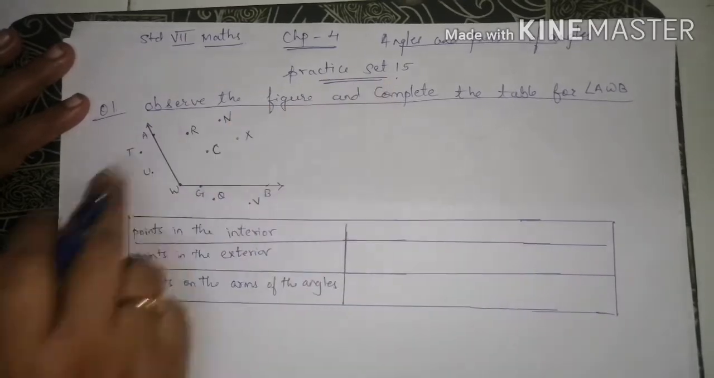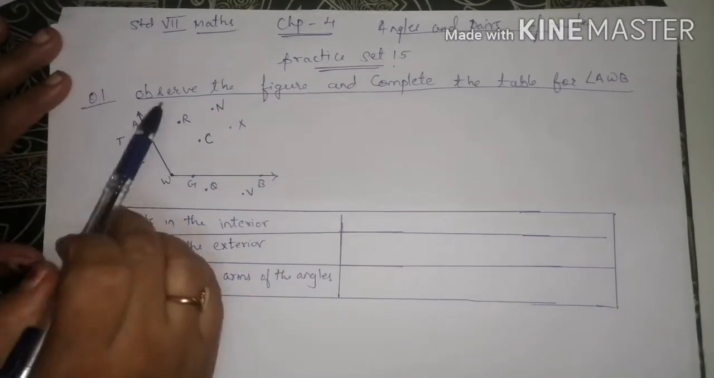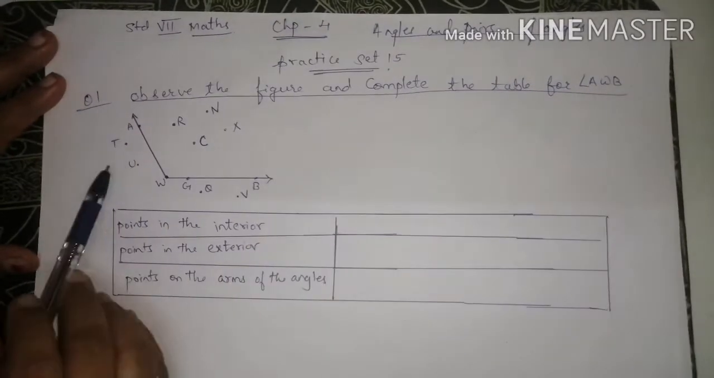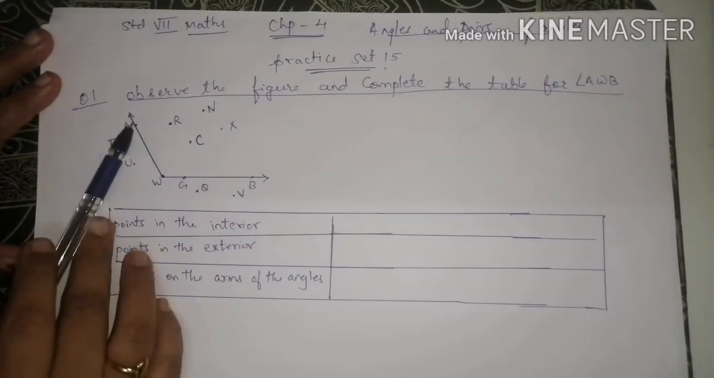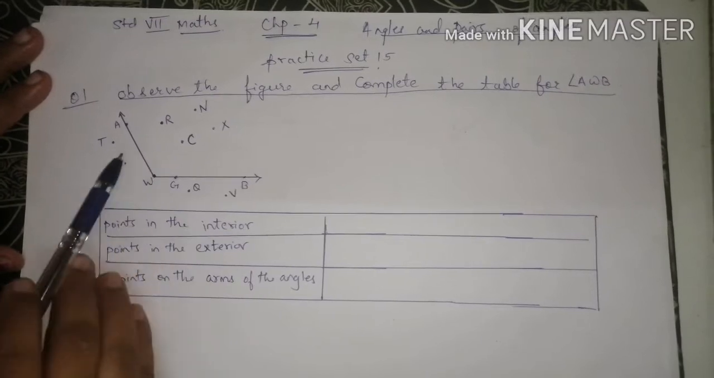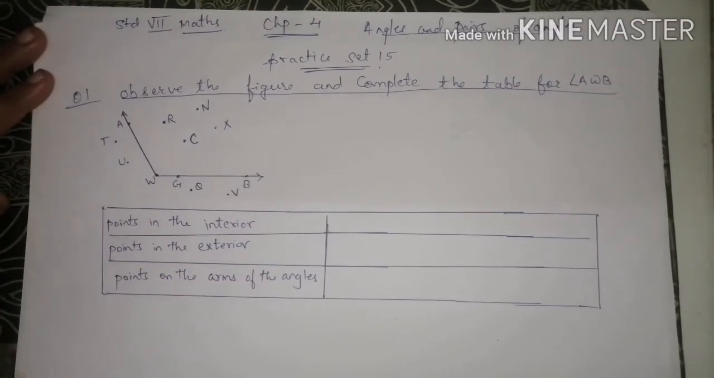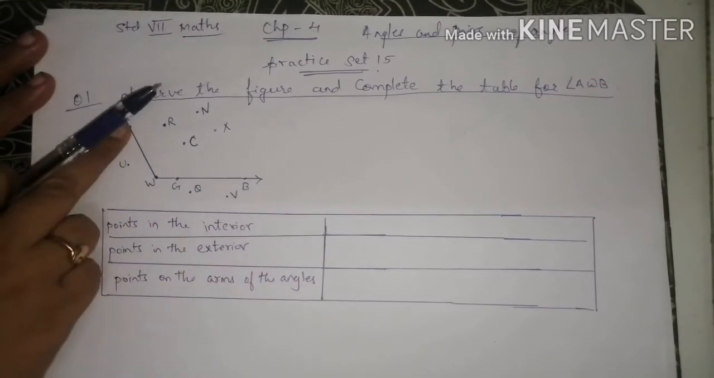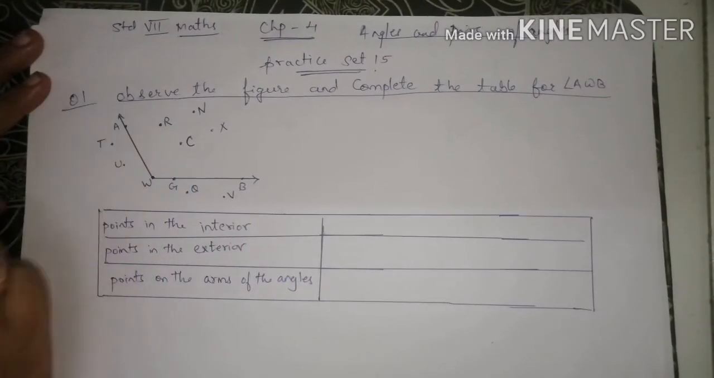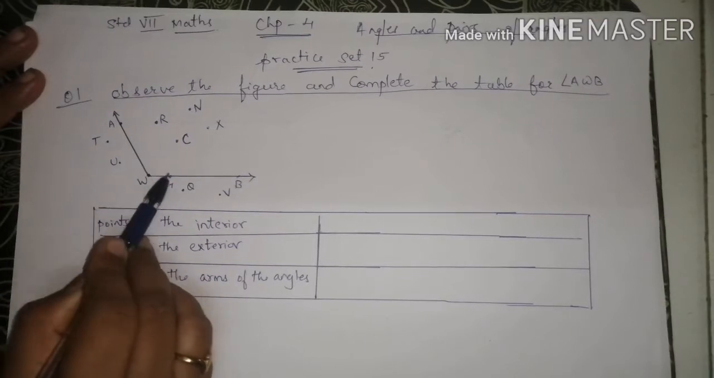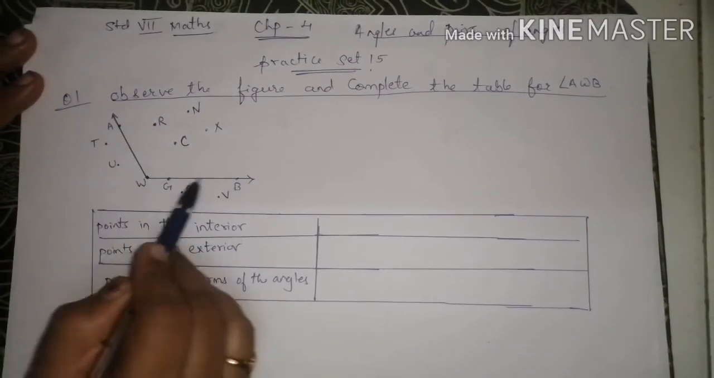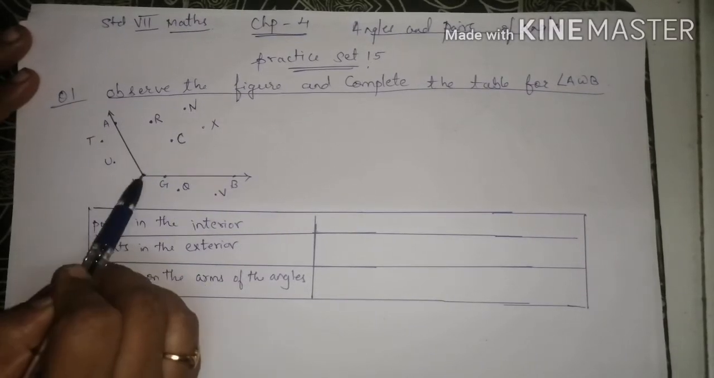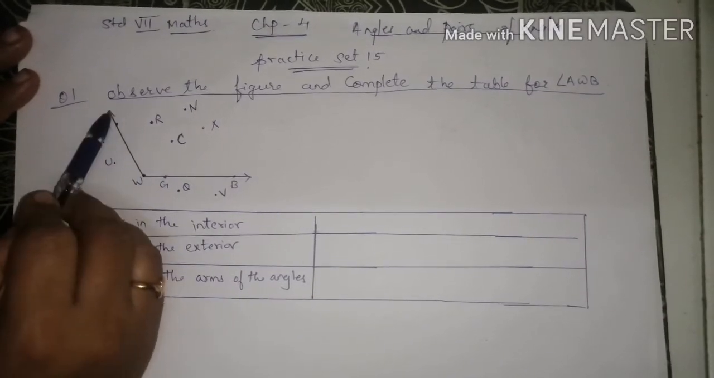Practice set 15. Question number 1. Observe the figure and complete the table for angle AWB. This figure is given to you. This is the main angle, angle AWB. Some points are given inside this angle and outside this angle, and even some points are on the arms of this angle. These are the arms. These two rays, ray WB and ray WA, have made angle AWB.